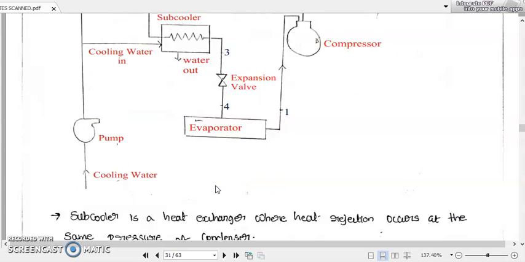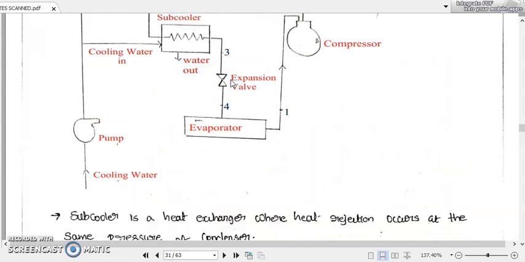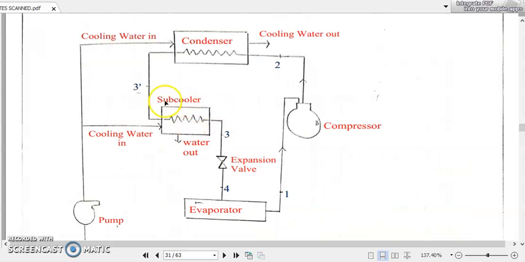So how can we represent such a case? The subcooler is a heat exchanger where heat rejection occurs at the same pressure as the condenser. That is also a point to be noted. Even though we are fitting a subcooler here, there is no pressure reduction happening. The pressure reduction is happening only at the expansion valve. The subcooler is also working at the same pressure as that of the condenser.